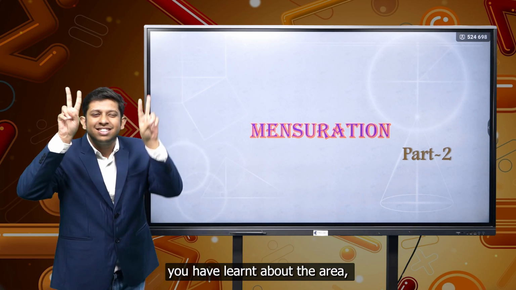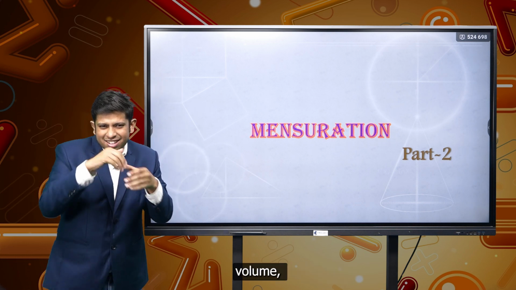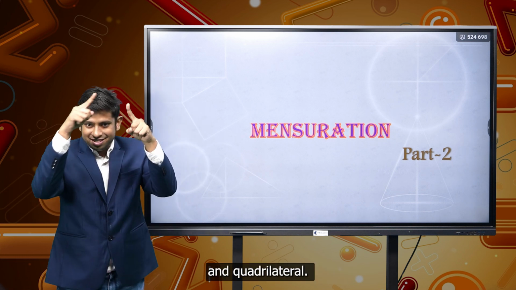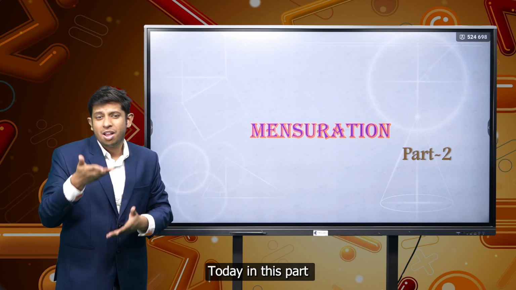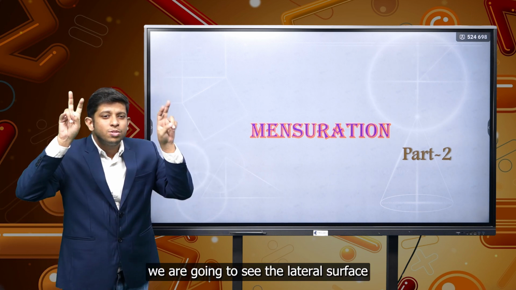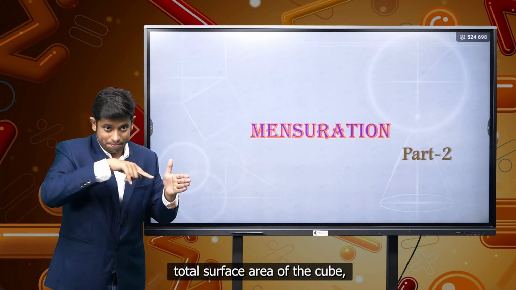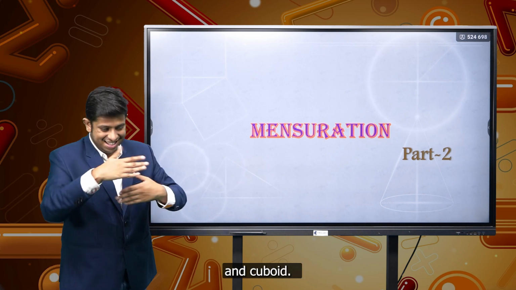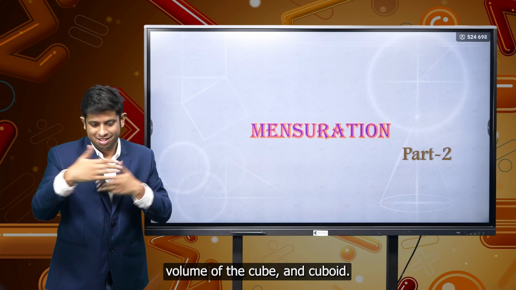Previously, you have learnt about the area, perimeter, volume, trapezium and quadrilateral. Today, in this part, we are going to see the lateral surface area of the cube and cuboid, total surface area of the cube and cuboid, volume of the cube and cuboid.